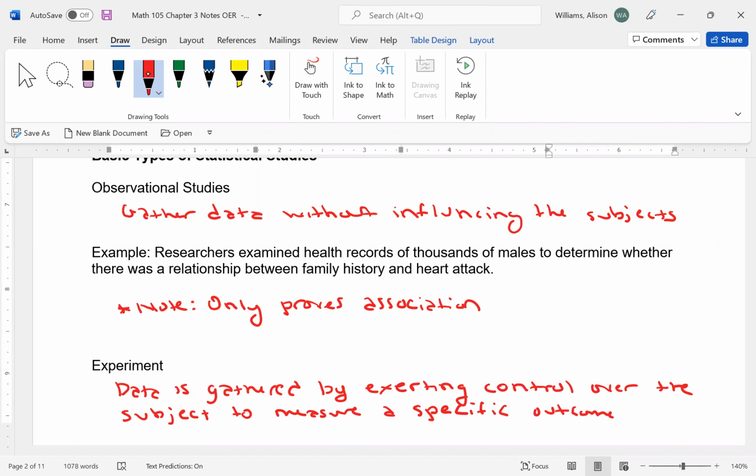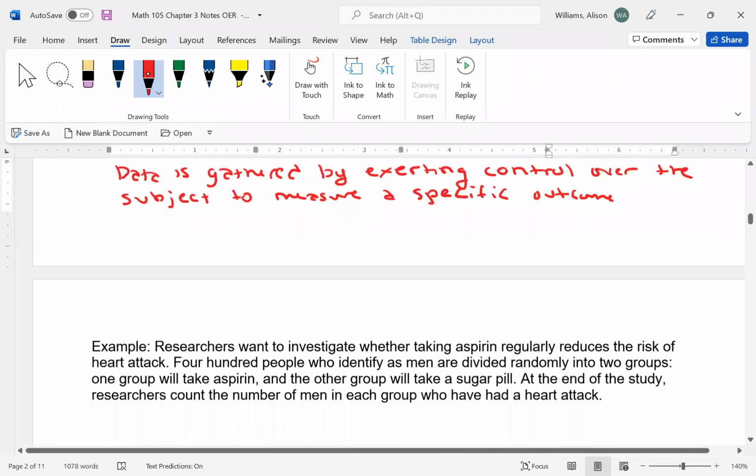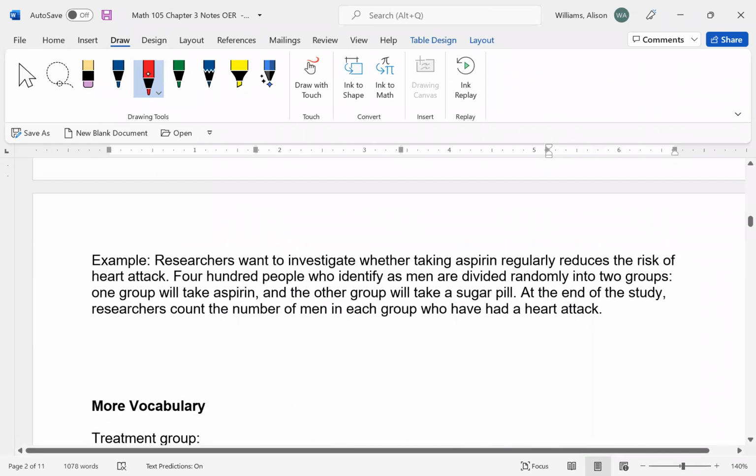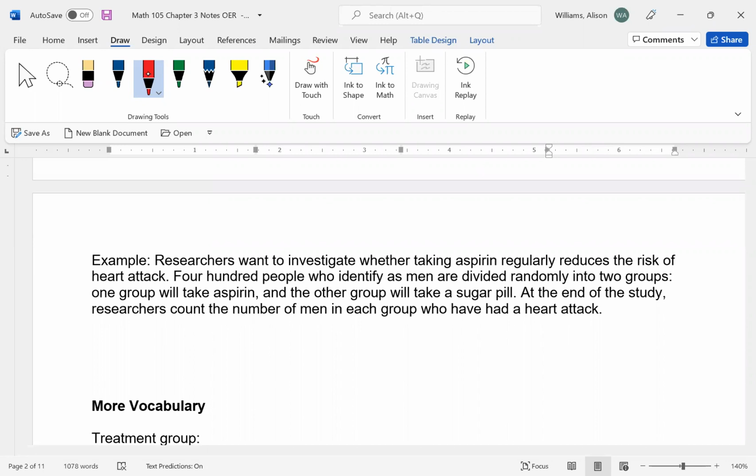Here, try them both. That is an experiment, because I'm forcing people to try these two sodas and choose which one they prefer. Okay. Another, more scientific example: they want to investigate whether aspirin regularly reduces the risk of heart attack. 400 people who are identified as men are divided randomly into two groups. One group will take aspirin, one will just take a sugar pill. At the end of the study, they look to see, of those people, who maybe had a heart attack after that 10-year period. So obviously they're probably in this kind of group of people who are prone to heart attacks, probably 40s, 50s, 60s, and so forth.